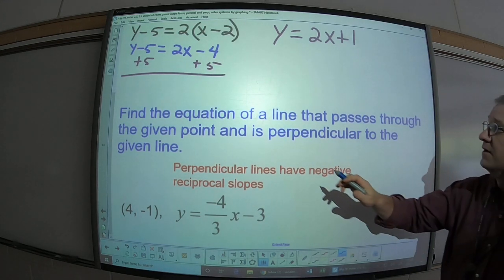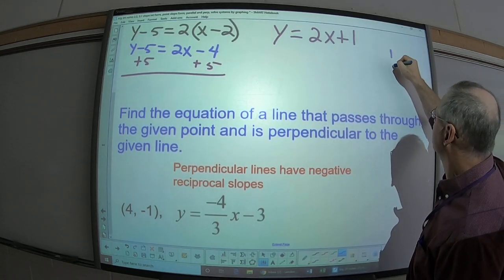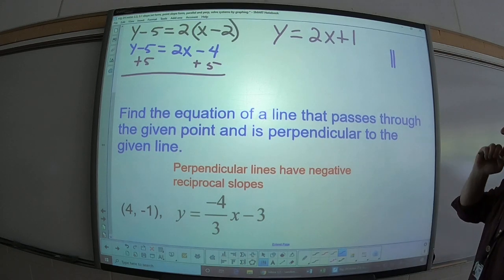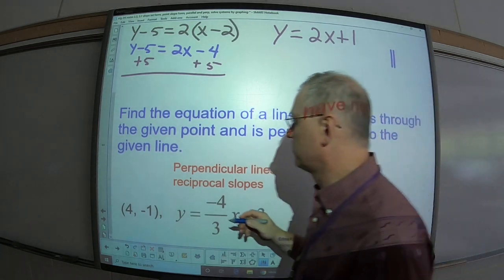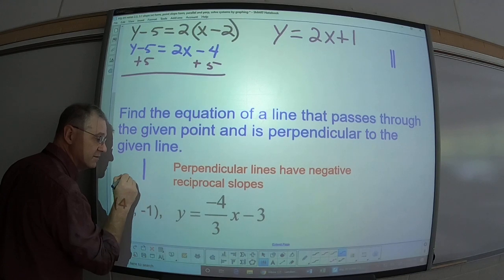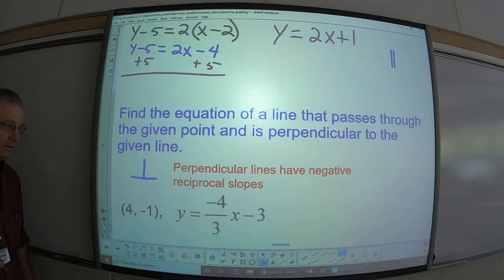Oh, by the way, the symbol for parallel is two lines like that. The symbol for perpendicular is an upside down capital T. 90-degree angles, okay?